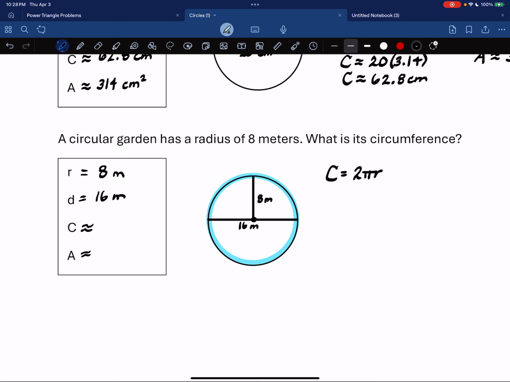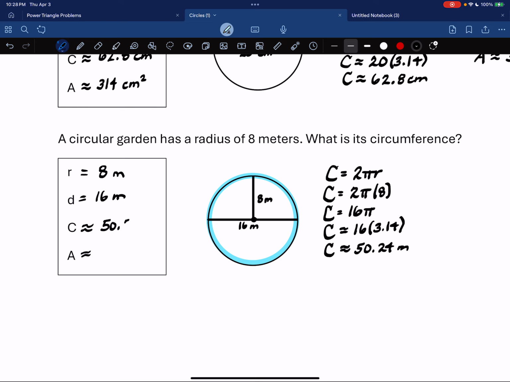Circumference is 2 pi r. So circumference is 2 times pi times radius. 2 times 8 is 16. And then we're going to multiply that times pi, 3.14. And so that is approximately 50.24 meters. Again, it did not tell me to round.